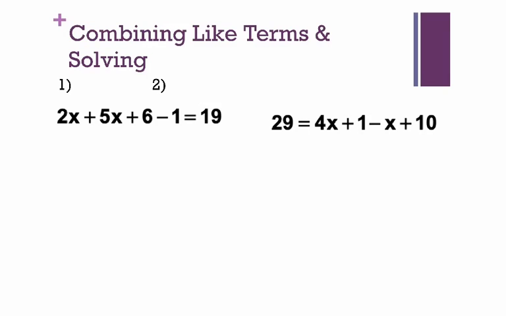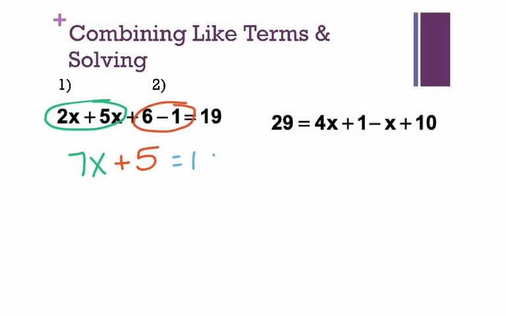So let's start with our x terms. If I have 2 x's and I have 5 more x's, I now have a total of 7x, right? And then I have 6 minus 1. Well, what is 6 minus 1? It's 5. So I'm adding 5 now. And then the rest of my equation remains the same. It still equals 19.